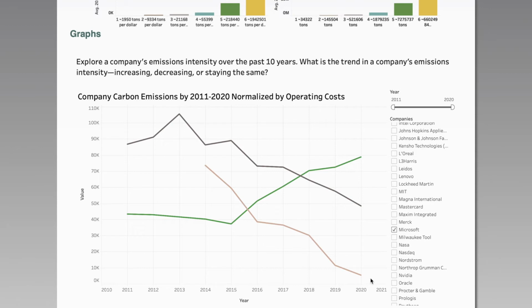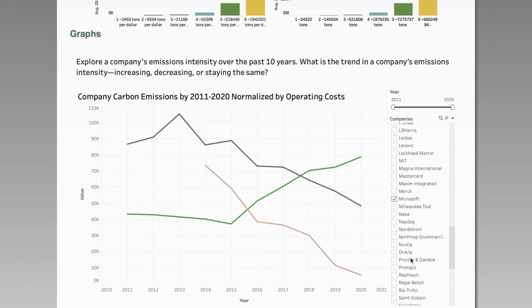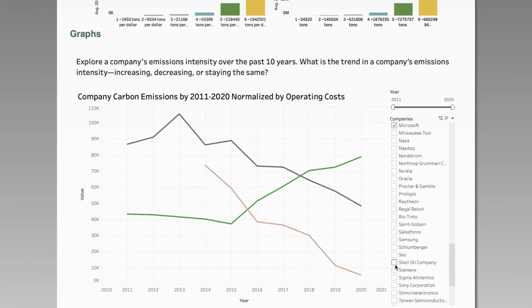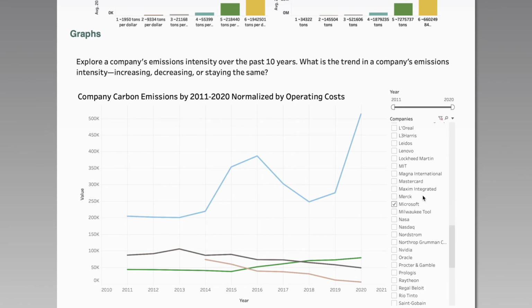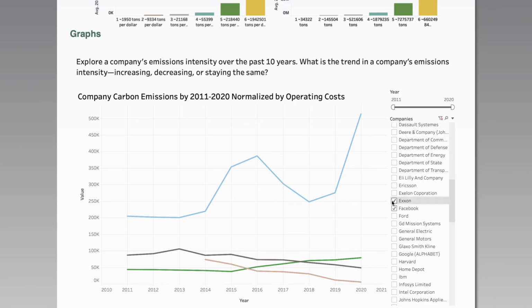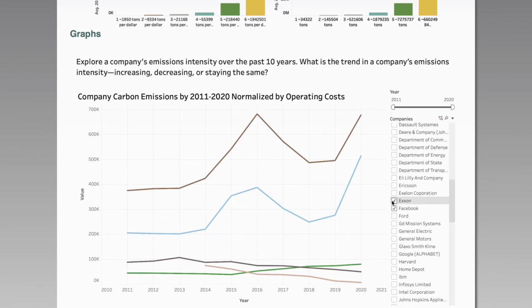Now, after comparing these 3 companies to each other, perhaps we want to look at even more. And we can easily add other companies to the figure, such as perhaps we want to also look at Shell, and we want to also look at Exxon. And as you can see, these two companies, Shell and Exxon, have significantly higher carbon intensity than the three that we were looking at before. And as we added them to the graph, it increased the y-axis so we could include all their data.